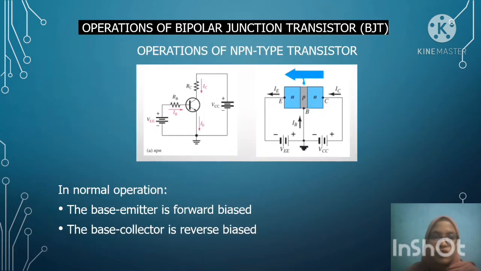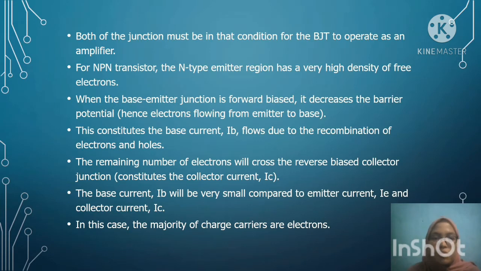Right now, we will move to the operations of the bipolar junction transistor. The operation of a bipolar junction transistor consists of two parts: the first is the operation of the NPN type transistor, and the second is the operation of the PNP type transistor. Right now, we will take a look at the operation of the NPN type transistor. In normal operation, the base emitter is forward biased and the base collector is reverse biased. Both junctions must be in that condition for the BJT to operate as an amplifier.